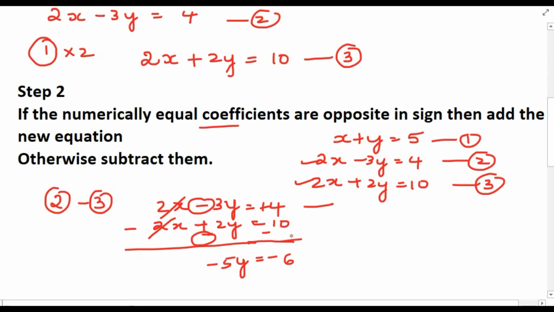One is plus, the other is minus, so subtract and put the sign of the bigger number, which gives minus 6. So minus 5y equal to minus 6, so y equal to minus 6 divided by minus 5. So y equal to 6 by 5. So we got y equal to 6 by 5.